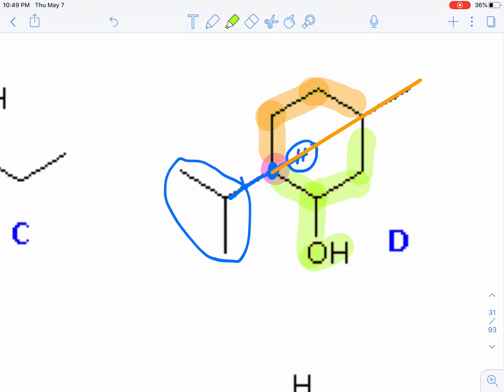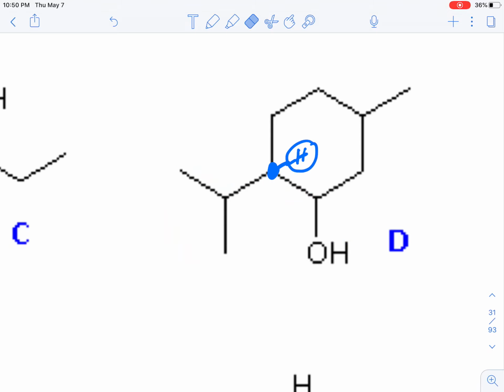Because the left and the right are asymmetrical with respect to the orange and the green that I've highlighted, there are technically 4 different substituents on that carbon that's highlighted in pink. Therefore, that carbon is going to be a chiral carbon. Okay. Cool. So we've identified that this one is a chiral carbon. I'm going to erase it for now. So let's go ahead and look at this.